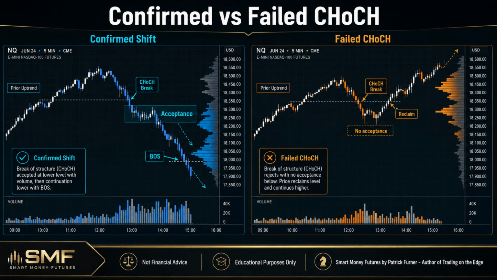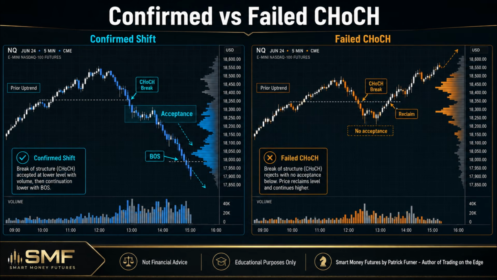Now here is what a failed change of character looks like. Price breaks below a swing low. The change of character appears, but acceptance does not build at the new location. Price is rejected and returns above the swing low. The prior uptrend resumes. A trader who entered on the change of character took a loss. A professional who was waiting for acceptance, confirmation, never entered. The auction invalidated the hypothesis before the trade was even placed.